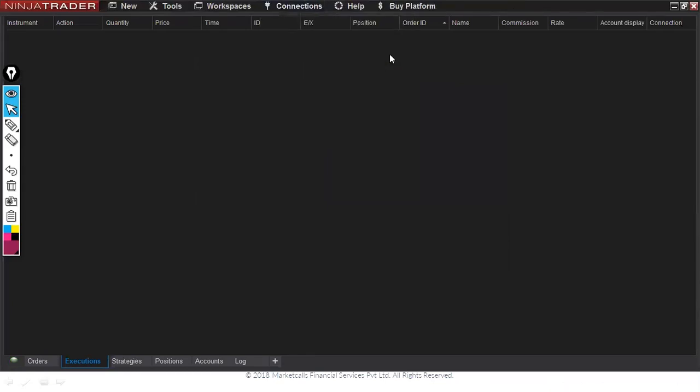I'm going to disconnect playback. I'll connect to global data feeds. And I'm going to set it for the USD INR.